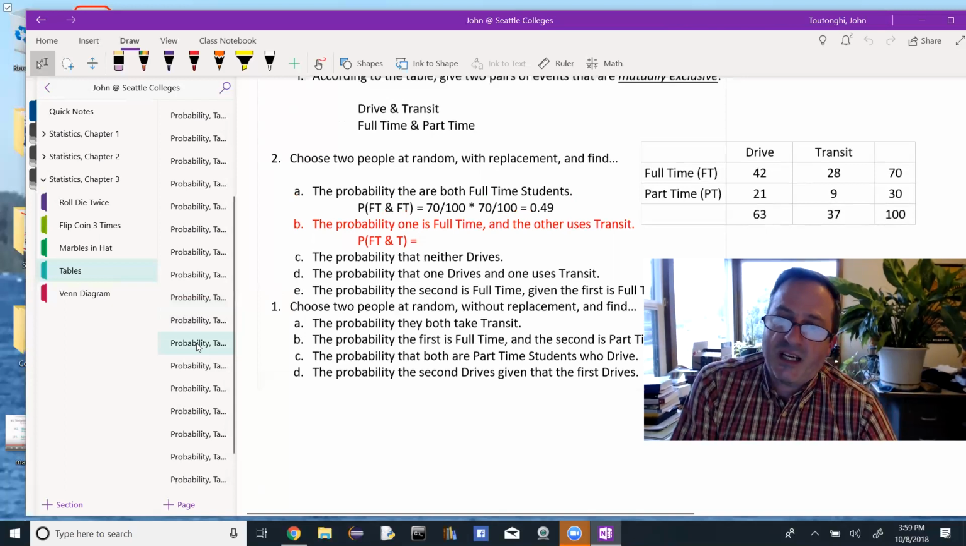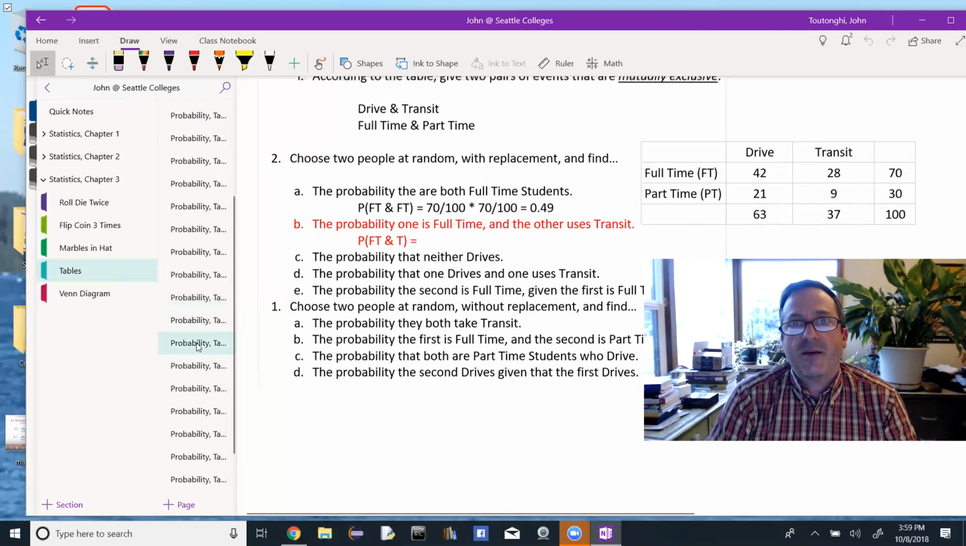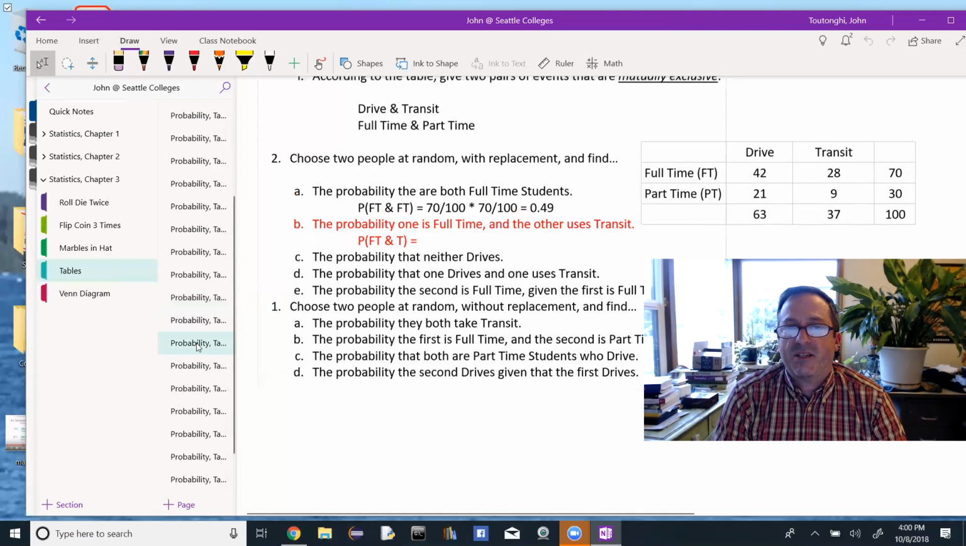Probability that one is full-time and the other one uses transit. Sometimes we have to be careful. If we weren't replacing these people, we would care about which one was first and which one was second. But because we're putting the person back in, it doesn't matter which one you take first.